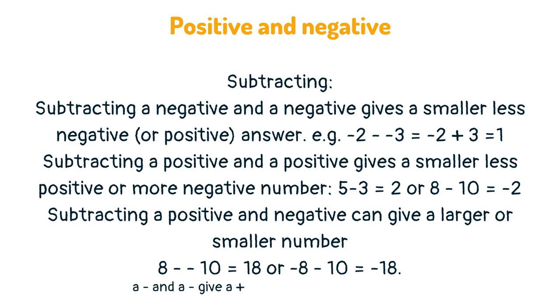Subtracting. Subtracting a negative and a negative gives a smaller, less negative, or positive, answer. For example, -2 minus -3 equals -2 plus 3 equals 1. Subtracting a positive and a positive gives a smaller, less positive, or more negative number. 5 minus 3 equals 2, or 8 minus 10 equals -2. Subtracting a positive and negative can give a larger or smaller number. 8 minus -10 equals 18, or -8 minus 10 equals -18.